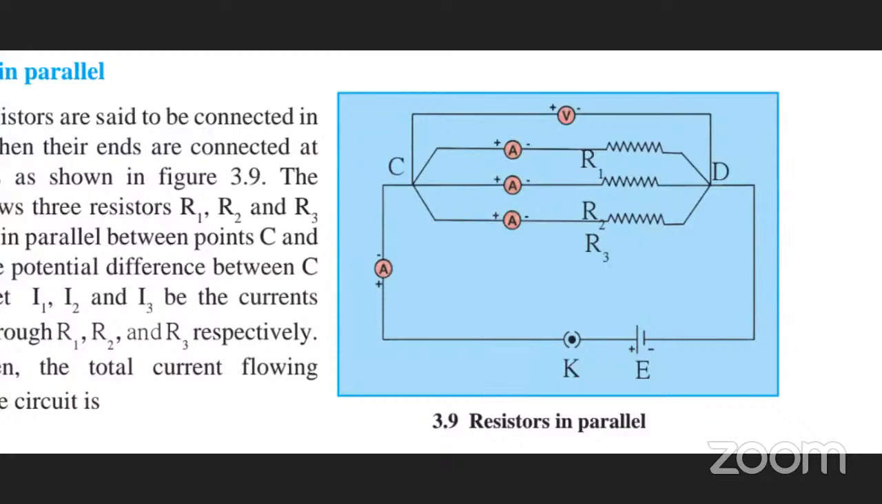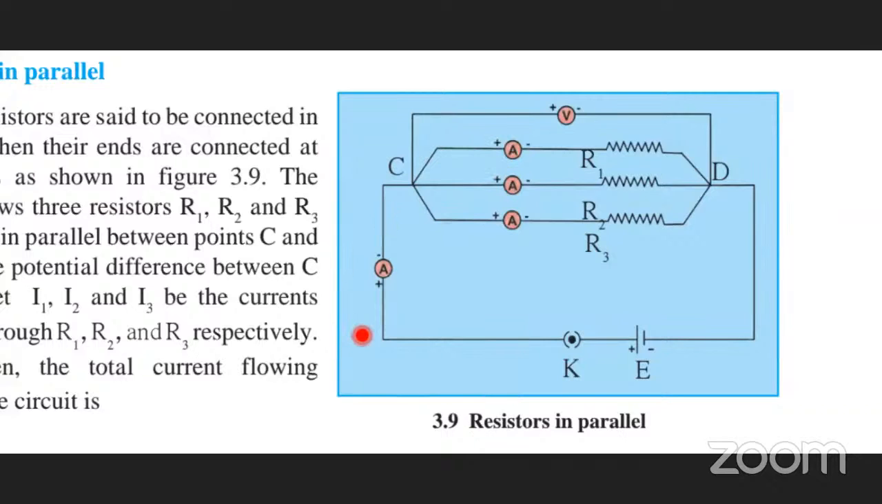What is A? Tell me what is A, which is shown here. This is A. Tell me what is this A, and what is this V, which is shown here, and this K. So students, here A is the ammeter. I have explained this, but I think you forgot. A is the ammeter. What is V? V is the voltmeter. Okay.